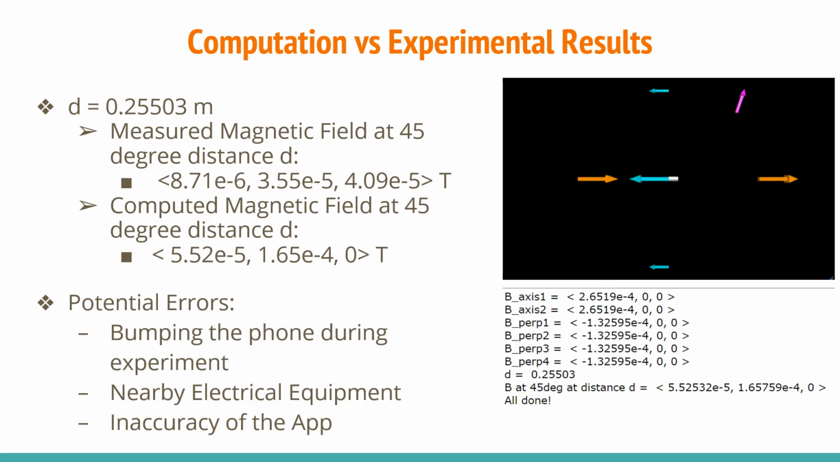However, there is a bit of variation in the computational magnetic field versus the experimental magnetic field. Here you can see the respective magnetic fields for the computational versus experimental methods, both for a distance of 0.25503 meters at a 45-degree angle. The measured field has a smaller x and y component but a larger z component. This can be accounted for by the potential errors mentioned previously.